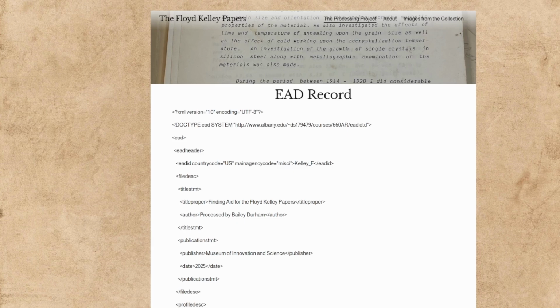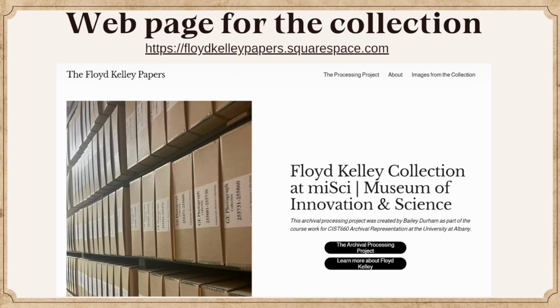This is posted on the website that I created for the assignment, which leads us to the next part of the project. This is the webpage that I created for the Floyd Kelley papers. In the processing project portion, I have screenshots of all of the different parts of the assignment that I completed. Images from the collection includes some photographs from items in the collection, and then there's also a summary about Floyd Kelley and a little bit more information about the archival processing project on the tabs towards the bottom.